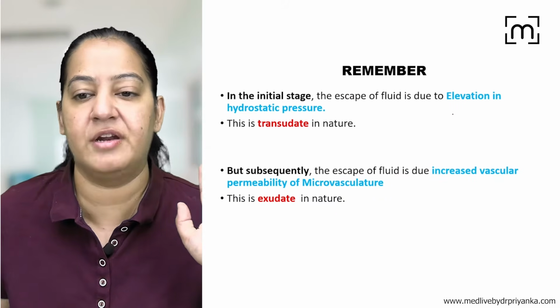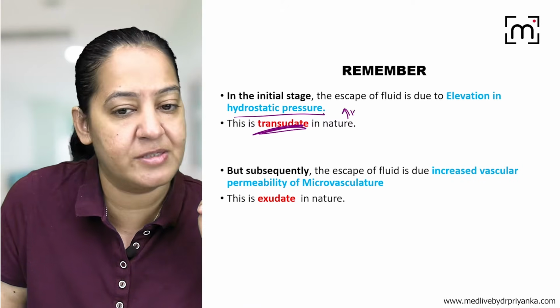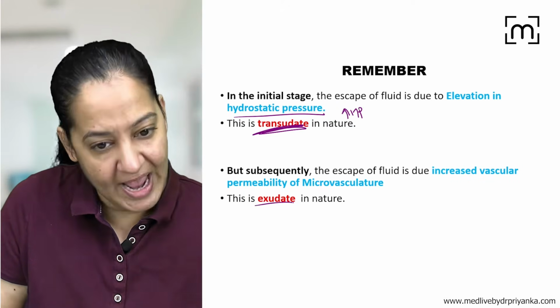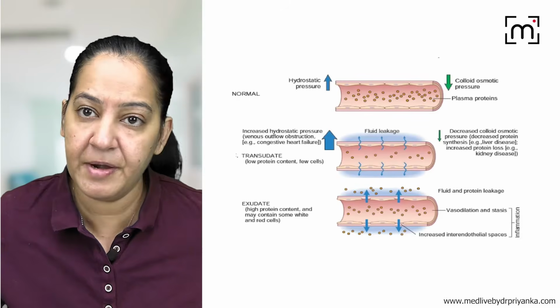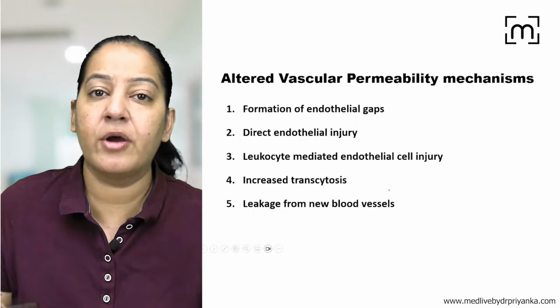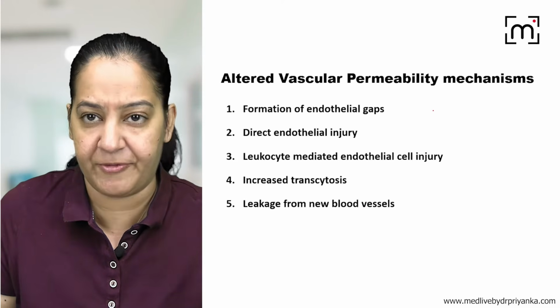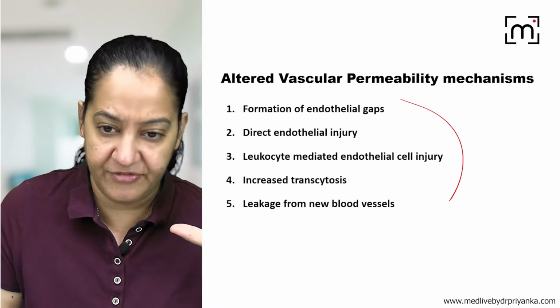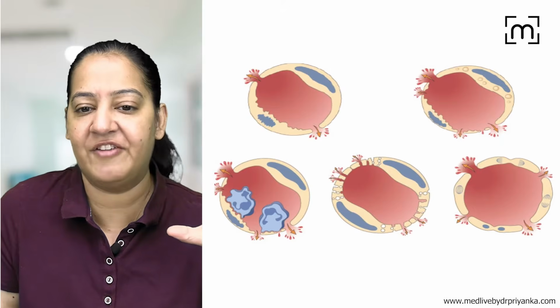So the same thing is written in front of you. For transudate type of edema, increased hydrostatic pressure is responsible. That is step number 3. And for exudate type of edema, increased vascular permeability is required. That is step number 4. Right. Now coming to the 5 mechanisms of increased vascular permeability or gap creation. So the 5 mechanisms are in front of you. We will be discussing them one by one, how the gaps are created.